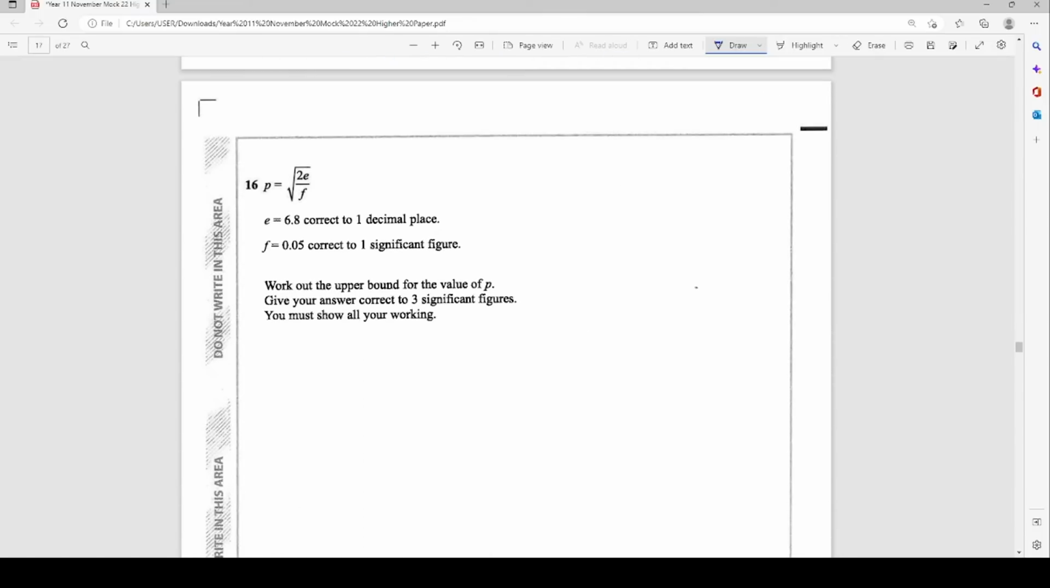Alright guys, question number 16. So E is written as 6.8, correct to 1 decimal place. It is 1 decimal place, so you know the upper and lower bound will be found using 0.5. If you go for the lower bound, you have to subtract 0.5, so 6.3, and the upper bound for this would be 7.